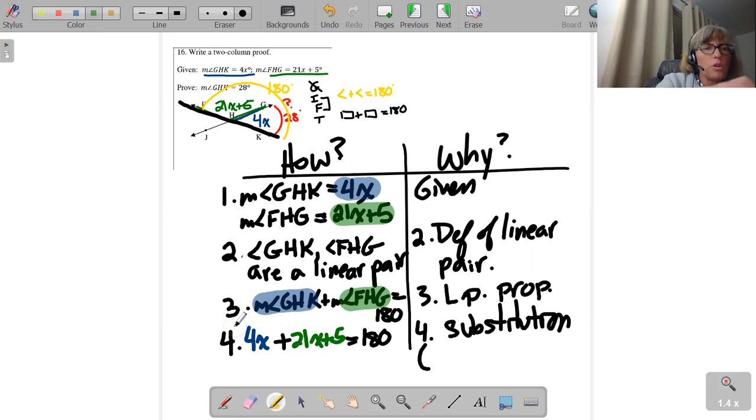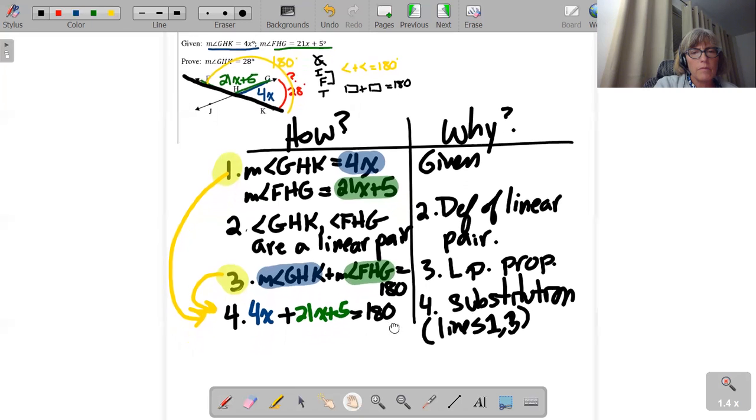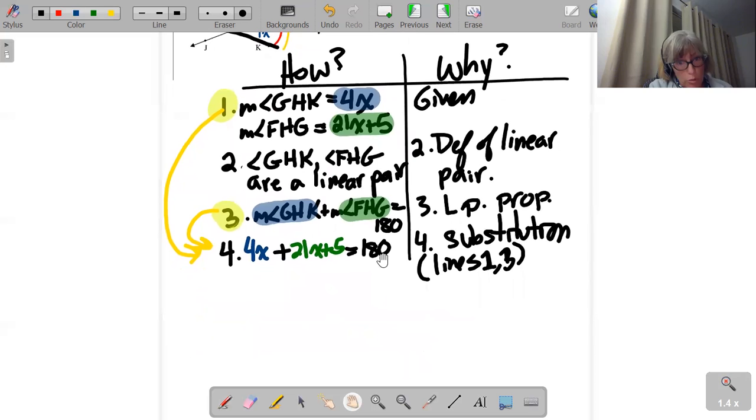And the lines we used to get that line, we used lines 1 and 3. So both lines 1 and 3 feed into 4. Now you just have to do the algebra, obviously, and just make sure you do your algebra one step at a time. Collect like terms. We have 25x plus 5 equals 180.